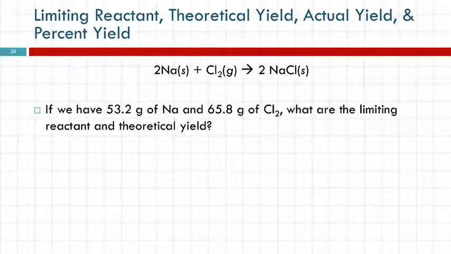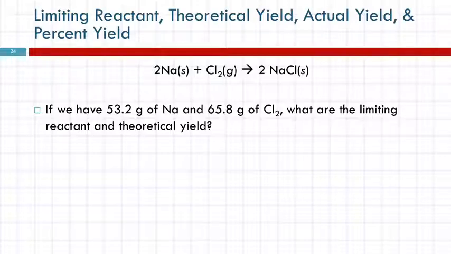So let's do an example. So making sodium chloride out of sodium and chlorine. If we have 53.2 grams of sodium, 65.8 grams of chlorine, what are the limiting reactant and the theoretical yield for this process?